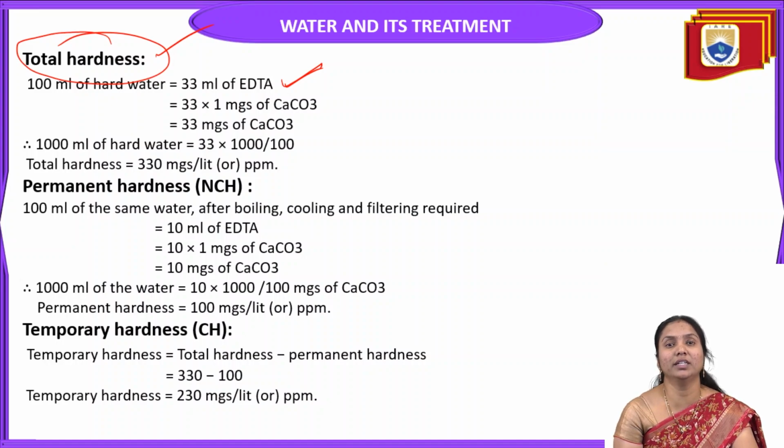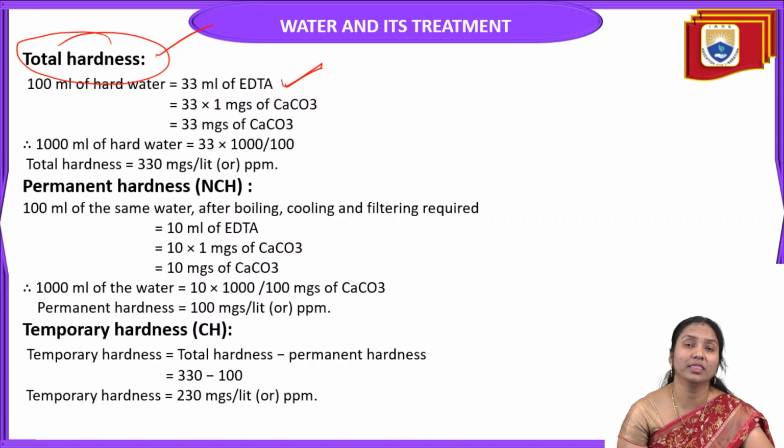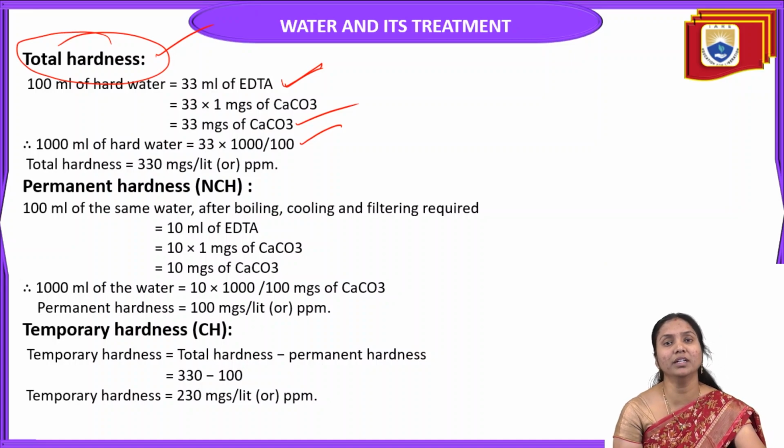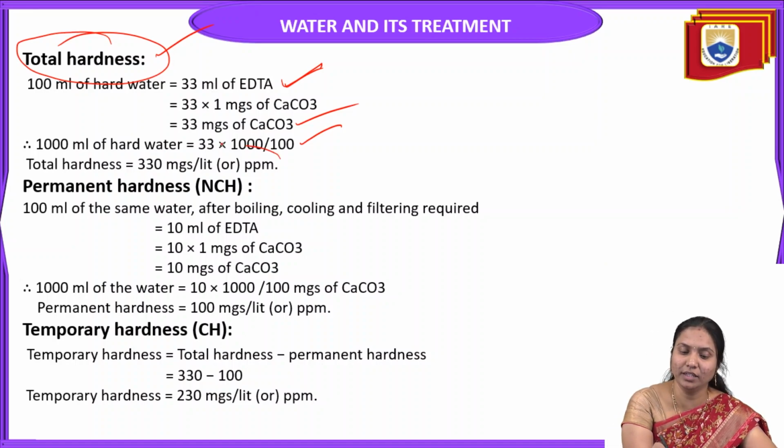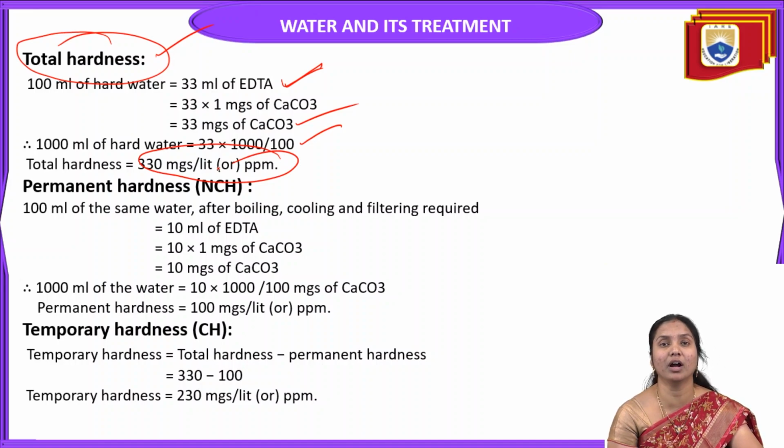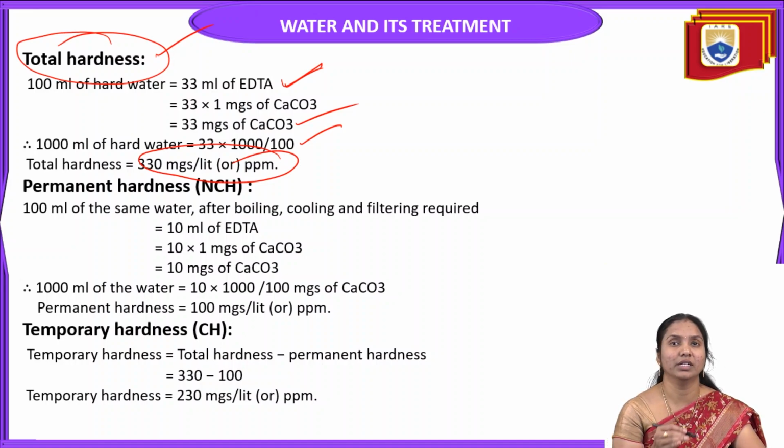So it is equal to 33 into 1 milligrams of calcium carbonate. That means 100 ml of hard water is equal to 33 milligrams of calcium carbonate. Therefore, 1000 ml of hard water is equal to 33 into 1000 by 100. After calculation, total hardness is 330 milligrams per liter, or 330 ppm. This is the total hardness of the given hard water sample.